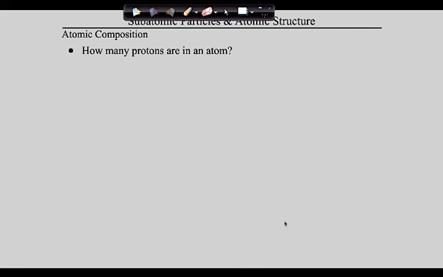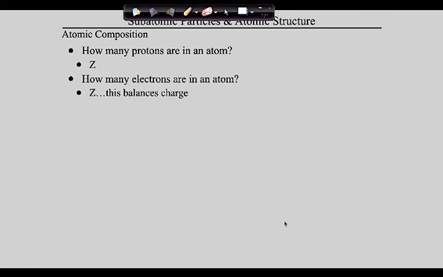The atomic number. It's Z, right? How many protons are in an atom? The answer is Z. Hydrogen is 1, helium is 2, lithium is 3, beryllium is 4. So you want to know how many protons are in an atom? The answer is Z. Now, how many electrons are in an atom? Also Z. That makes the charges balance.